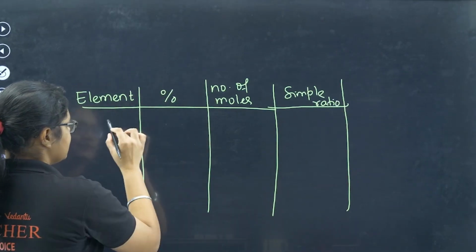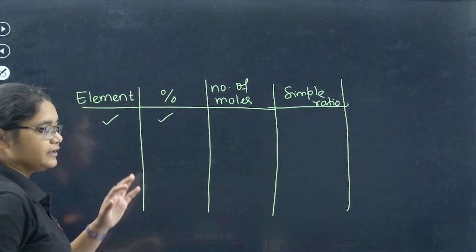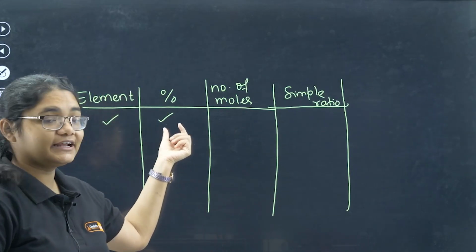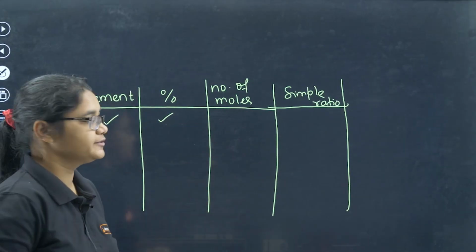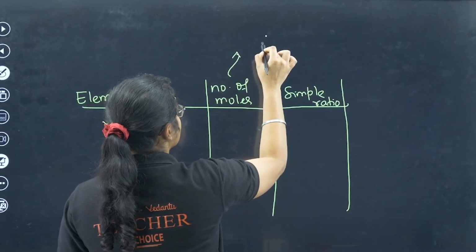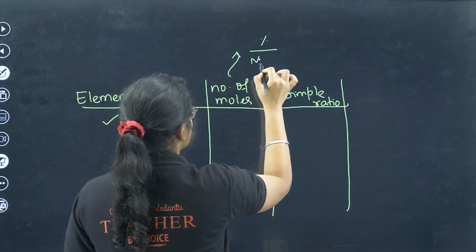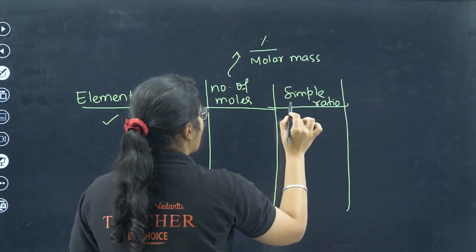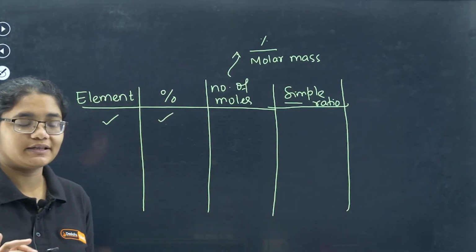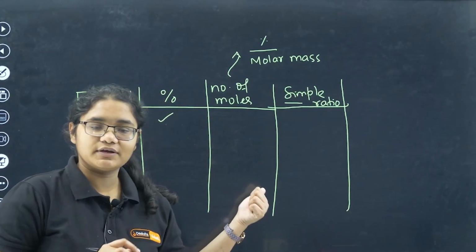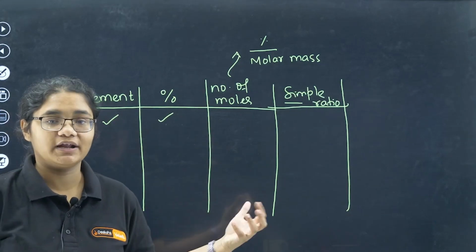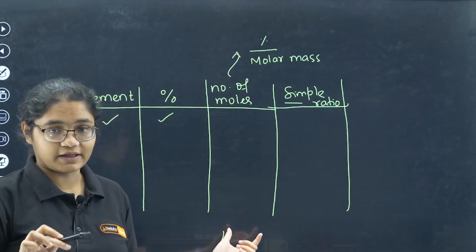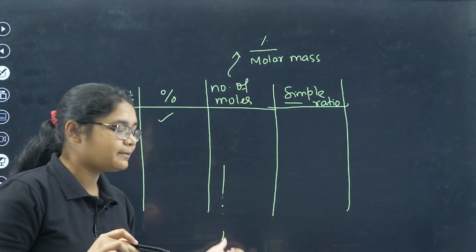Now the elements and percentages will be given to you in the question. How will you calculate the number of moles? The percentage divided by the molar mass. Okay, how to find the simple ratio? This is also very simple. Whatever numbers you have got, suppose 3 elements or 4 elements are there, you will get 4 numbers here. Whichever is the smallest of those numbers should be used to divide all the numbers.